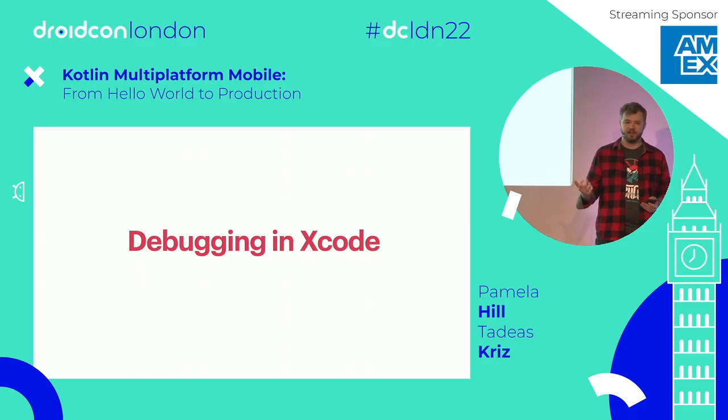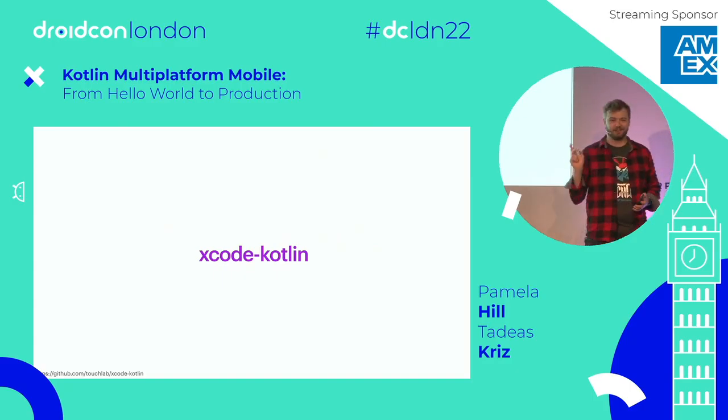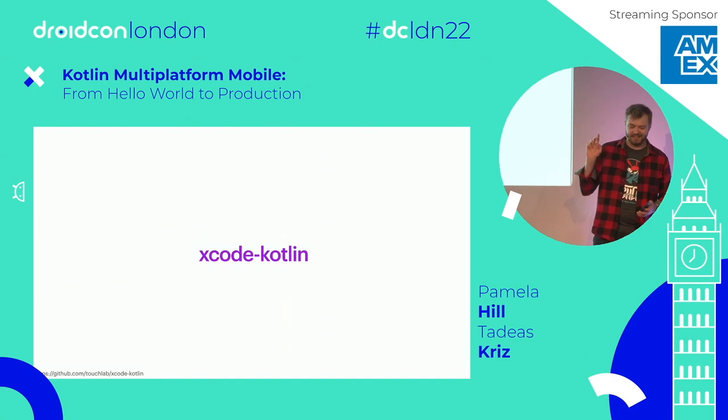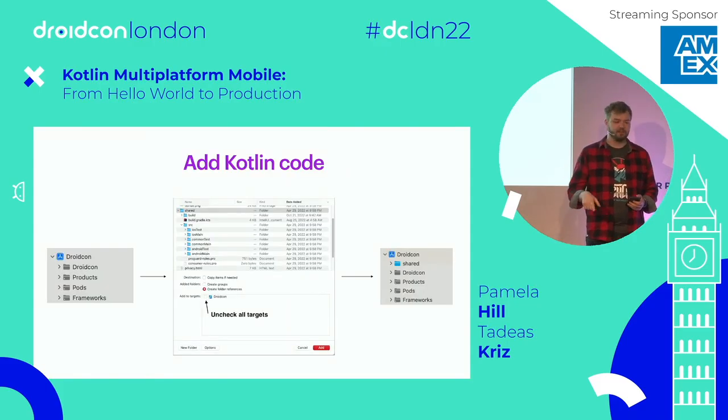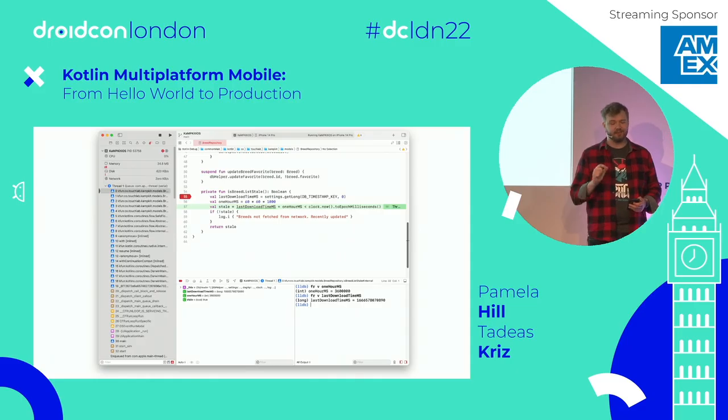We need to go and debug in Xcode. Get yourself strapped in, it's a bumpy ride. You need to install Xcode Kotlin first. It's a plugin that will allow you to debug, hopefully, your Kotlin code in Xcode. Then add the Kotlin code into your project and add breakpoints in the Kotlin code. That should still work. And if you're lucky, if you're really lucky, this is what you'll see.